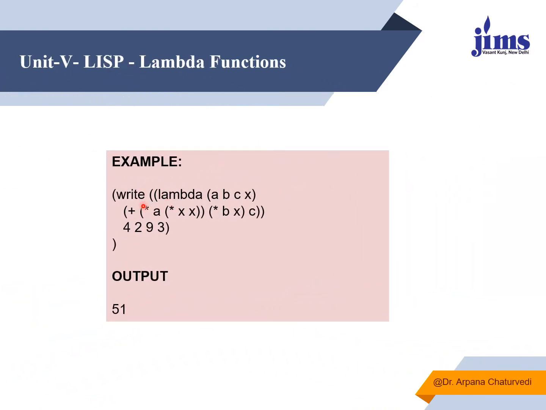So this is an example wherein I am writing lambda a b c x, the four arguments. What do we have to do with these four parameters? They are to be evaluated on the basis of the expression written here in the form of prefix notation, that is b into x into x. Then this is multiplied with a, and whatever the output is gets summed up with c. So I have passed arguments to it right there, that is 4 2 9 3. No need to call it later on, 4 2 9 3, and you can see the output as 51.